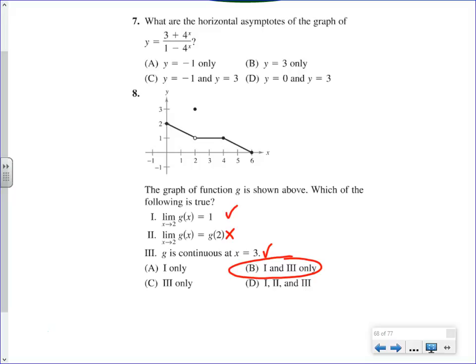Number 7. How do you find a horizontal asymptote? You go to infinity and you go to negative infinity. If you go to infinity, we'll just say y to save time. We could look at it as 3 plus 4 to the infinity all over 1 minus 4 to the infinity. Who's bigger, 3 and 1 or 4 to the infinity and 4 to the infinity? 4 to the infinity. So who wins? These guys. What's the ratio of their leading coefficients in front of 4 to the x? -1. You're right.